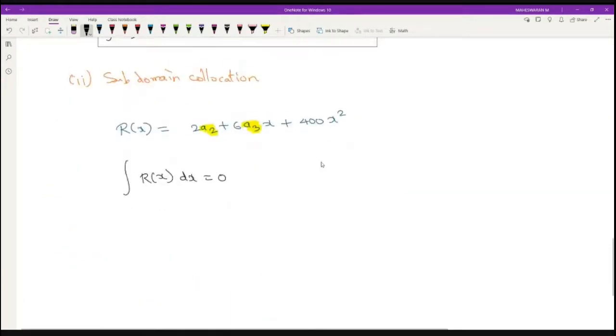So the maximum limit, which means my distance, starts with 0 and goes to 1. So I need to split my integration into 2. I will split at 0.5. My first limit will be integral 0 to 0.5 R of x dx is equal to 0. The other one is the same: integral 0.5 to 1 R of x dx is equal to 0. These are my equations.